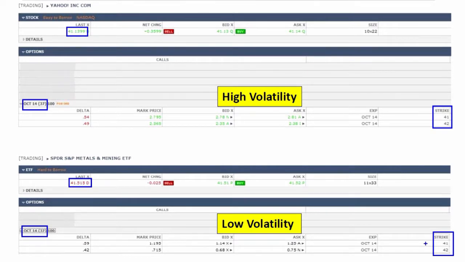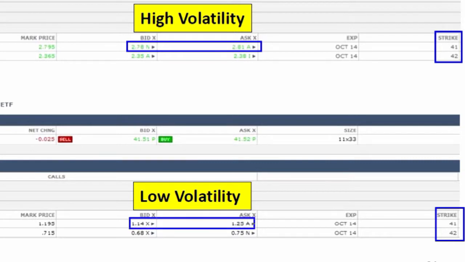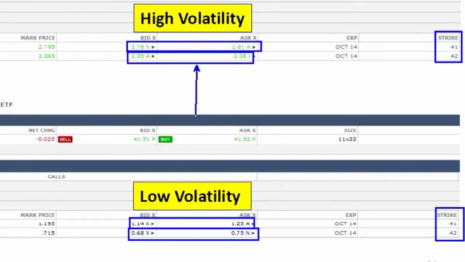So how does high volatility compare to low volatility? Well, you can see here, if we look at those two strikes up here, you see 2.78 to 2.81. Down here, that same strike is only $1.14 to $1.25. It's less than half as much. If we look at the 42 strike, you see 2.35 to 2.38. Down here, it's about a quarter of it, 68 cents to 75 cents. That's what high volatility looks like compared to low volatility.